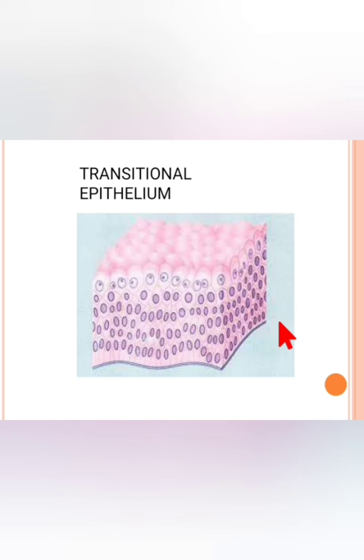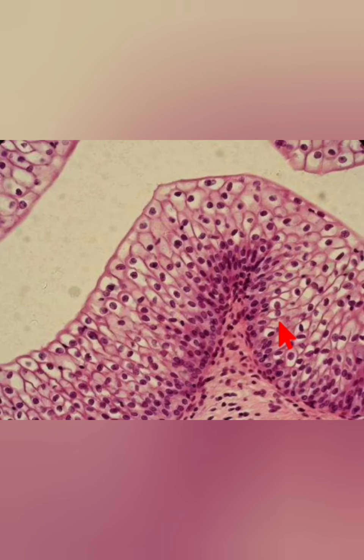Transitional epithelium has an extra reserve of cells. The number of cell layers decreases on stretching. Cells become flattened on stretching due to distension of the bladder. On relaxation in an empty bladder, cells become cuboidal or polygonal. So, this epithelium is called transitional epithelium.